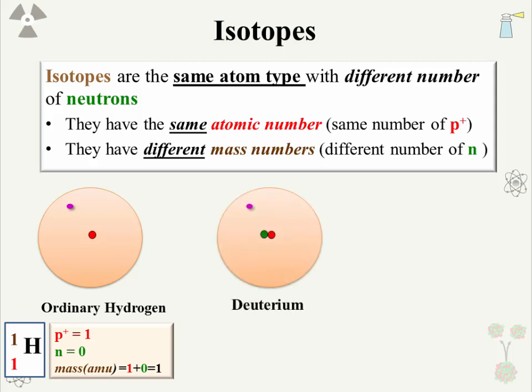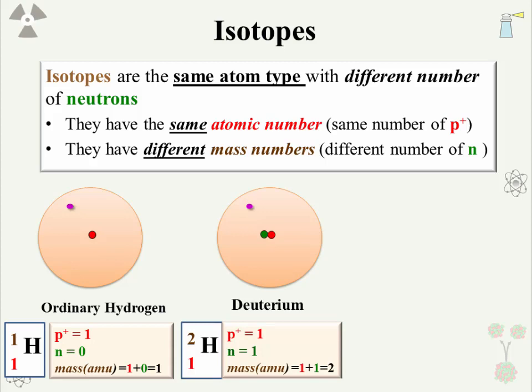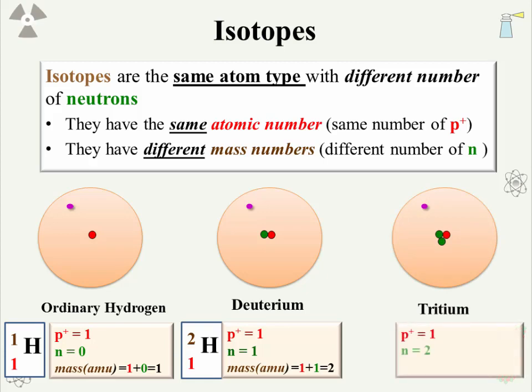And then there is deuterium. It is also an isotope of hydrogen, so it must have 1 proton. Deuterium, though, has a neutron. It has a mass number of 2. It still has a nuclear charge of 1. There's also an unstable isotope of hydrogen called tritium. It too has 1 proton, but this nucleus has 2 neutrons. It has a mass number of 3.